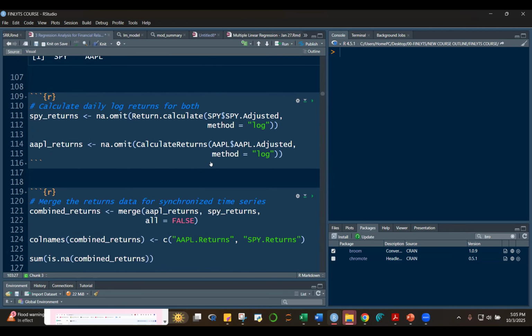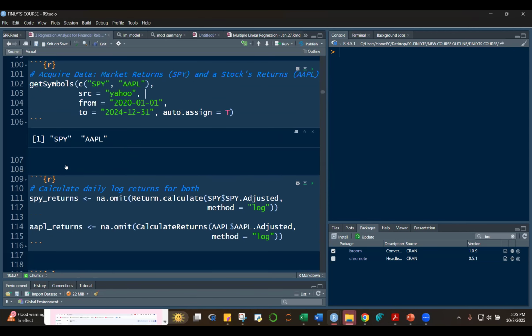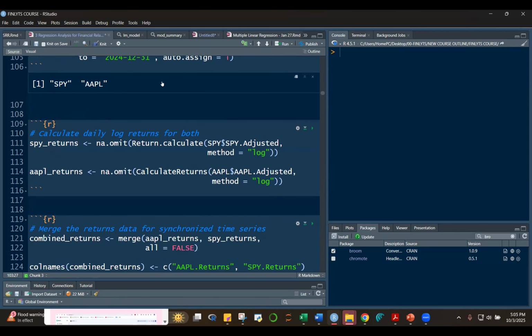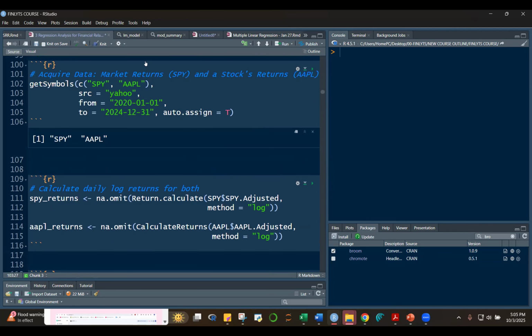All right, then here, class. So we already have SPY and Apple. Let me pause for a while. I'm sorry, I might be going too fast. I'll give you a few seconds, class, to download the data. And once you're done, class, kindly please.